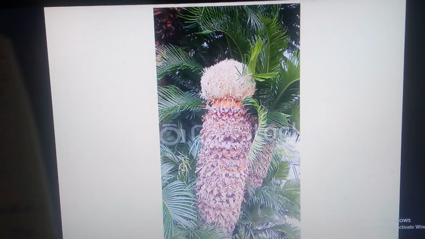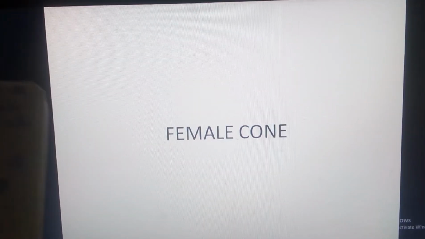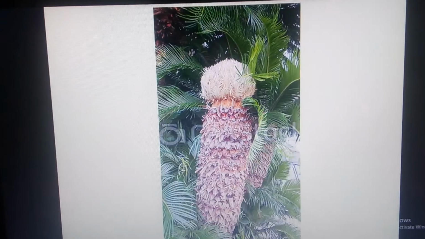Welcome back, friends. So in this video I am going to continue with the female cone. Now the female cones are not true cones. They are not true cones because the Megasporophylls do not form a compact ovulate strobilus, or the female cone. They are not arranged in a compact structure just like in the case of the male cones.